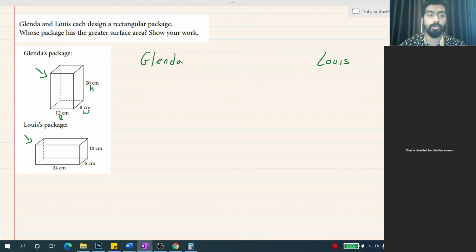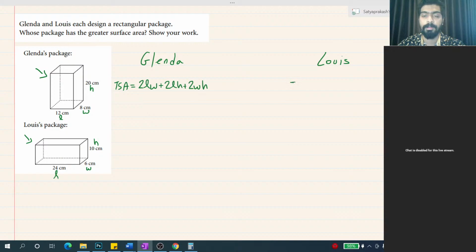So length is 12, the width is 8, and the height is 20 centimeter. And for Louis, we have the length as 24, the width as 6, and the height as 10, right, guys? Again, as I mentioned, always start down with the formula. So total surface area would be 2LW plus 2LH plus 2WH. And the same goes for Louis also.